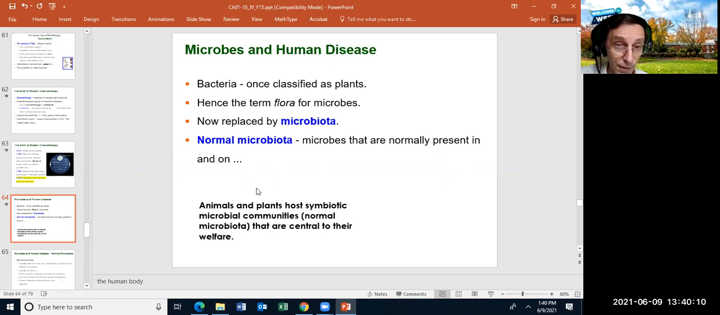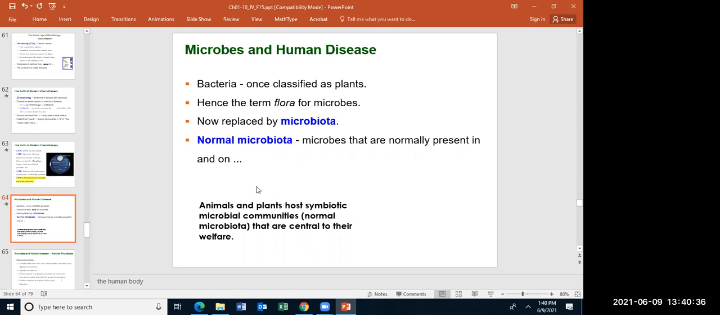Those are the microbes that are living in symbiosis with the host. There's a whole community of microbes living in symbiosis with the host, and they're actually central to the host's welfare. Any questions about any of that? So you need the normal microbiota to stay healthy.